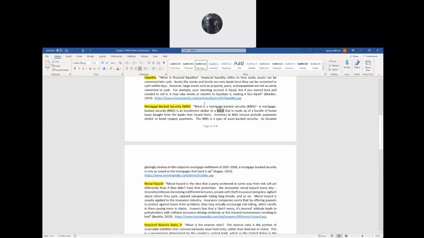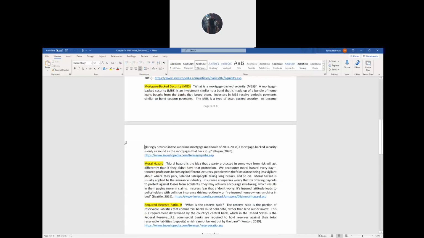Now, the thing is that homes essentially can work like bonds or securities, which is what happened here. It's a bond that's made up of a bundle of home loans bought from the banks that issued them. The investors that buy the mortgage-backed security receive payments similar to bond coupon payments. So it works exactly the same, except instead of getting your bond payment, you get a mortgage payment. The mortgage payment is the bond payment. So it's a type of asset-backed security, because the security is backed by the asset, which is the home.